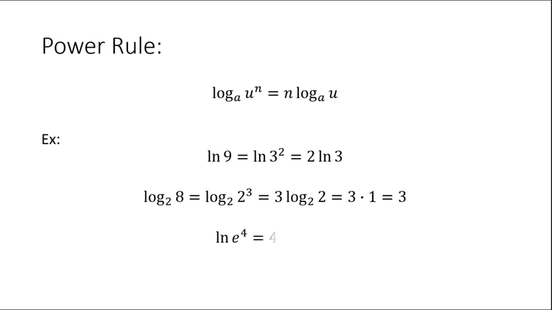Finally, if we have the natural log of e raised to the 4th power, we can bring that 4 in front as the coefficient. We get 4 times the natural log of e. And remember that natural logs are simply logs using the base number e. So the natural log of e is going to be 1. So now on to some examples.